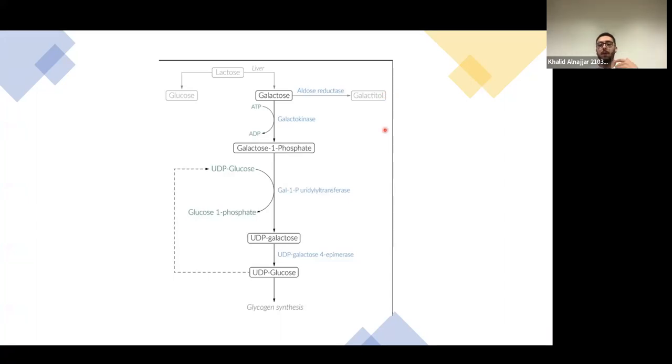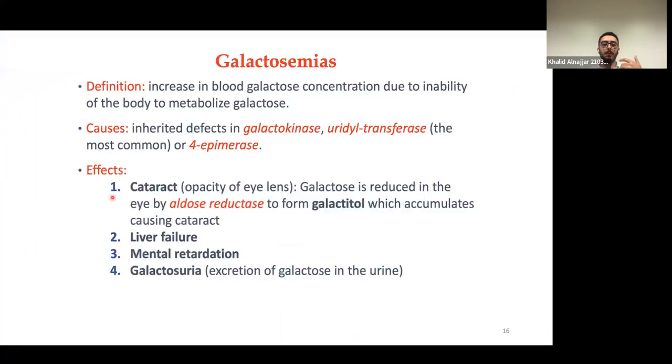What will happen in case of accumulation of galactitol? Cataracts, liver failure, mental retardation, galactosuria. You want to understand what these are? Basically, galactitol can cause osmotic damage. It's very similar to sorbitol. Sorbitol can cause osmotic damage, and galactitol as well. Galactitol can cause osmotic damage in the eye, hence causing cataracts, if it accumulated, of course.